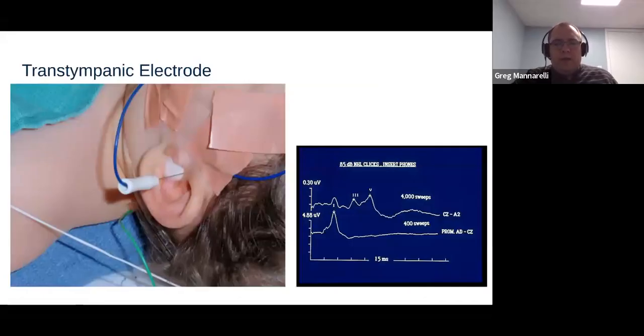But you can do this by placing a recording electrode through the tympanic membrane onto the promontory. Obviously, if you're doing this in an awake patient, you have to put some numbing on the eardrum itself. Typically, we don't do this in the clinic. We just use the TM electrodes, but this is a completely viable way to record these responses too.